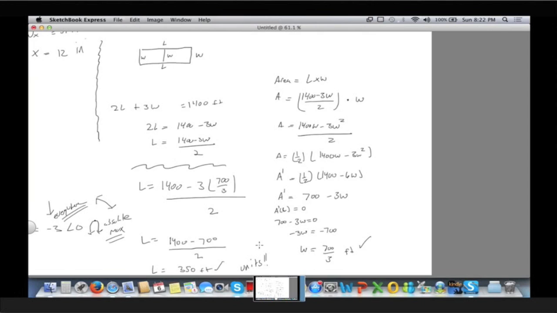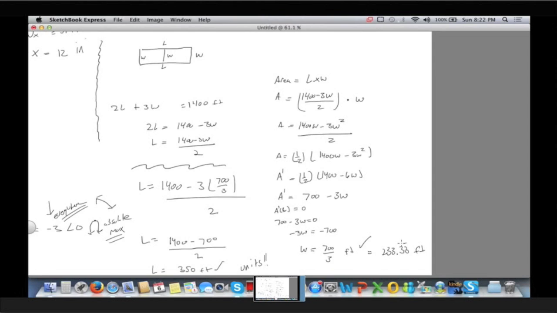Actually, in our answer, maybe we should put the width as both a fraction and a decimal. So let's write the width as a decimal too. Okay. So 700 divided by 3 equals 233.3. I think that's useful here because that way you can compare it to the length. So you can now get a feel for how big the pasture, how big the fences should actually be, by comparing those numbers.